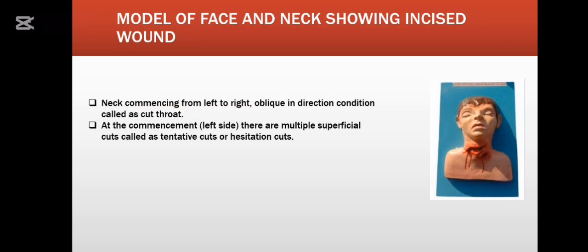Now let's discuss some of the models related to the incised wound. The first one is the model of the face and neck showing the incised wound from left to right, which is oblique in direction, called a cut throat. At the commencement on the left side, there are multiple superficial cuts. As you can appreciate, these are called tentative cuts or hesitational cuts, which is the key feature of the incised wound.